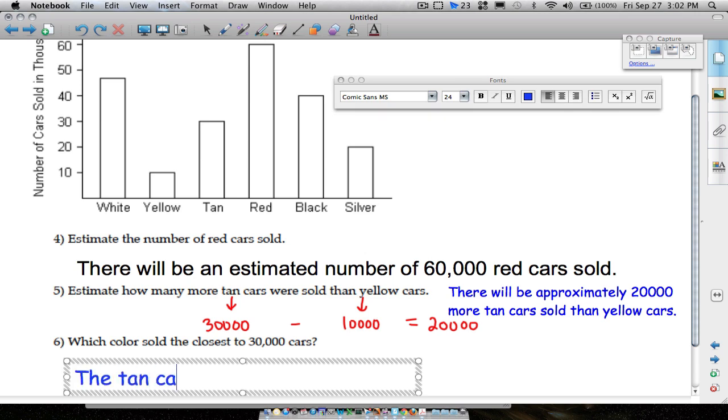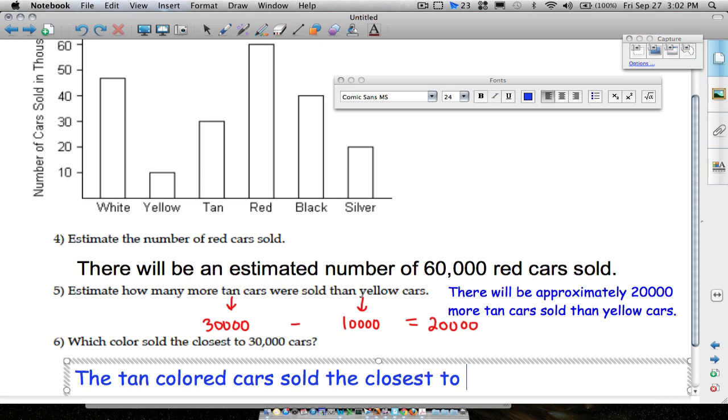The tan colored cars sold the closest to 30,000 cars. Alright, number 7.